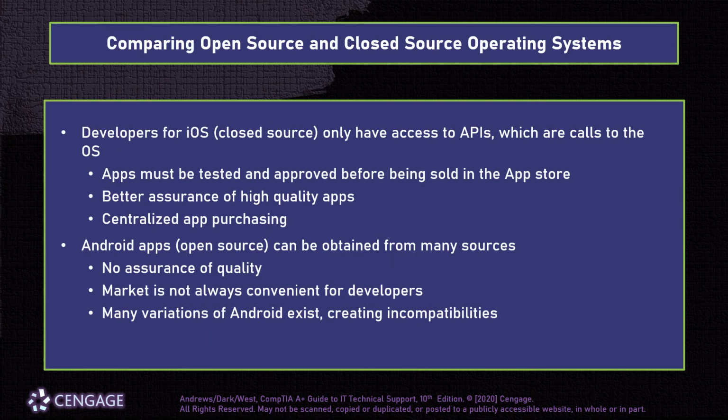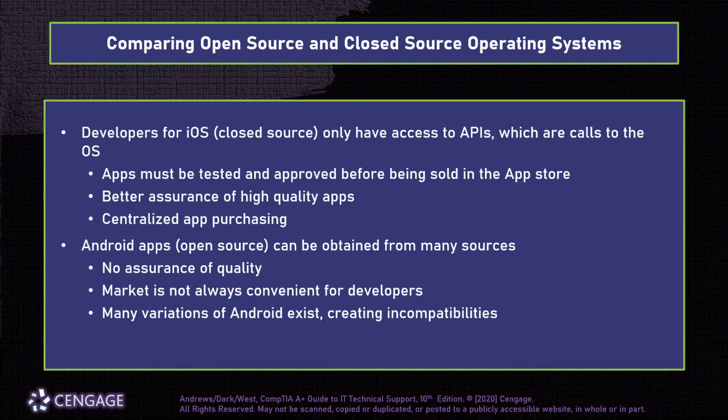Developers for iOS will only have access to what are called APIs, which are calls to the OS itself. This means that the OS is a little bit more secretive. So again, this is a closed source system. This means that the apps are going to be higher quality because we don't have a bunch of custom methods that are written. We have a ton of prefabs that are already established.